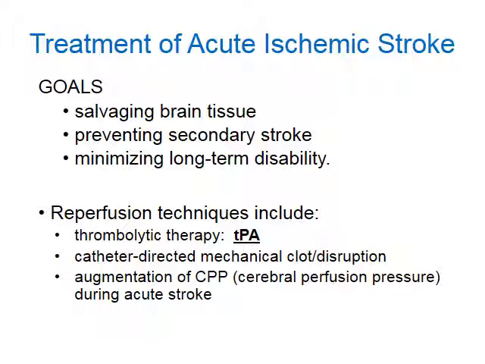Treatment for an ischemic stroke, well, as we said, our main thing here is to try and salvage the brain. We want to prevent any secondary stroke and minimize the long-term disability. That would be rehab. Reperfusion we can see is thrombolytic therapy, so anti-clotting drugs. If you have a hemorrhagic stroke and you give TPA or streptokinase, that clot-busting medication, that thrombolytic therapy, to somebody who has a hemorrhagic stroke, you will kill them.